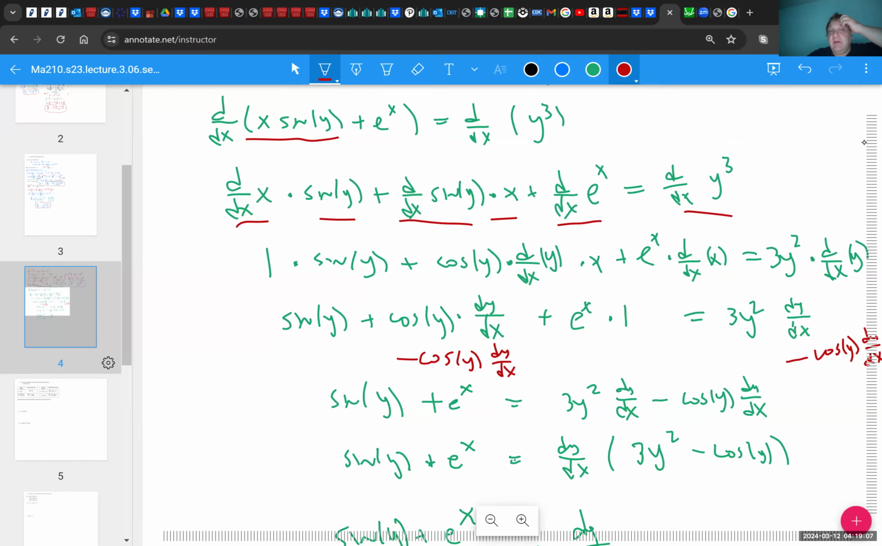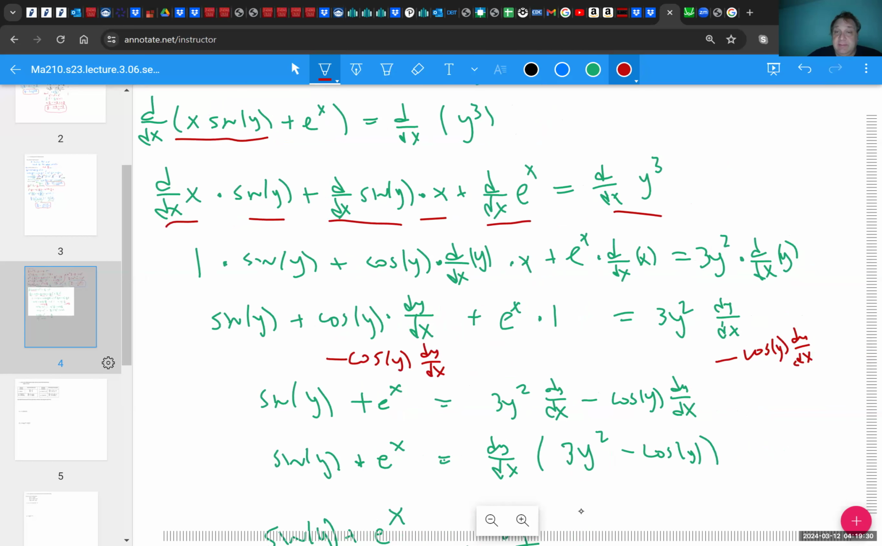The derivative of x with respect to x is just dx/dx, or 1, and you get the sine y. The derivative of sine y is cosine y times the derivative of y, and that's multiplied by x. And the derivative of e to the x is e to the x times the derivative of x. Again, I'm just doing my derivative rules. I'm doing the chain rule every single time. Many of them are going to go away. Many of them are going to be like dx/dx, like this one right here.